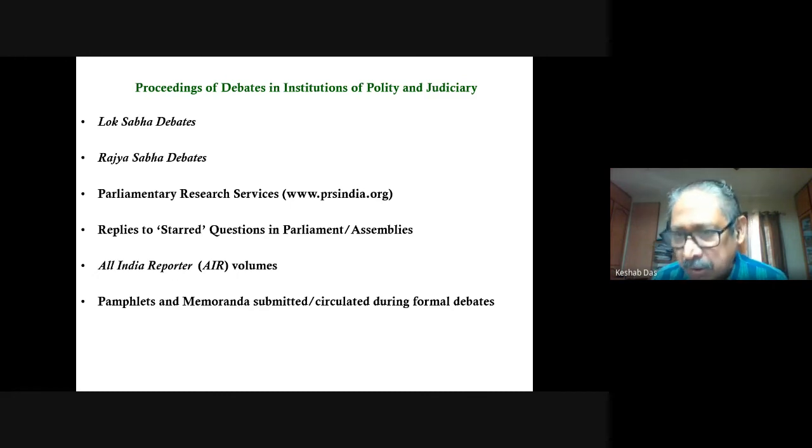The All India Reporter is another source of a lot of legal disputes. You'll find those big volumes in many of the lawyers' offices, but now these are available on the net. So why I'm mentioning this: it's very important that we widen our idea about what kind of sources we can access.